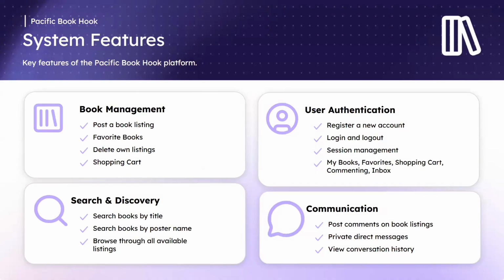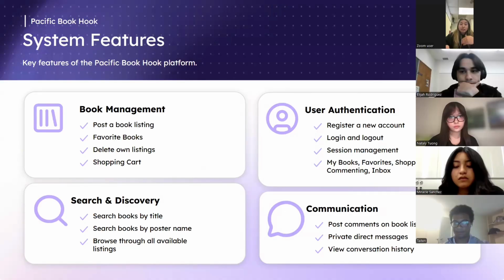Perfect. So moving on to our system features, starting off with book management. Members can post books, delete their listings, and manage their own book collection. Specifically members, because that's an exclusive feature for members. Regular users will have to actually log in. So that's moving on to our user authentication. Users need to register, log in, and manage their accounts. And once they're logged in, they can access features like favorites, comments, and messaging.